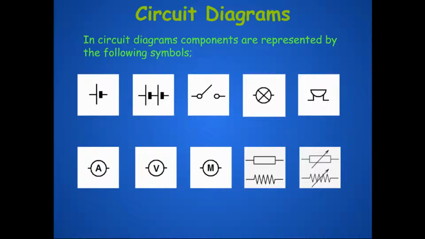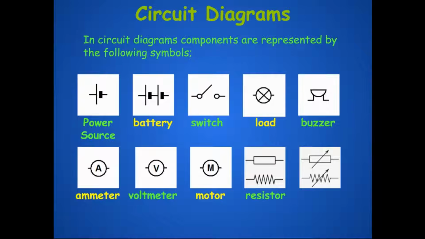You also have several other symbols that you must know. So at this time, I would like you to take out your notebook and draw these symbols. So we have power source, battery, switch, load, a buzzer, ammeter, voltmeter, a motor, resistor, and variable resistor. You'll notice that resistor and variable resistor have two different types of symbols. You will see both listed on electrical diagrams.